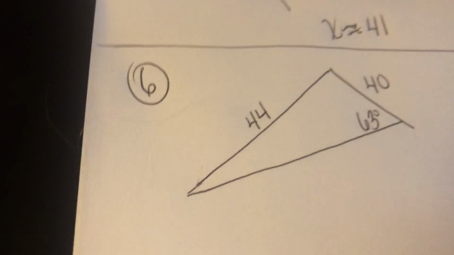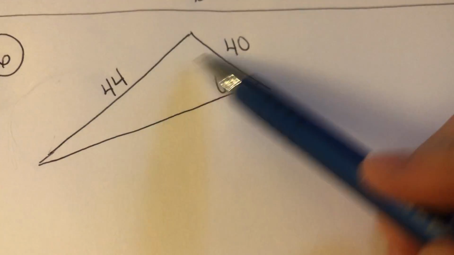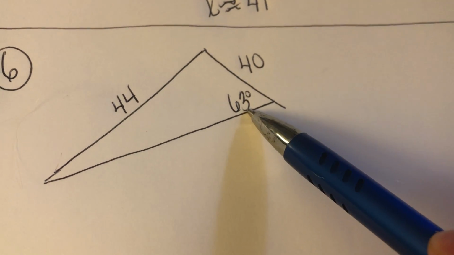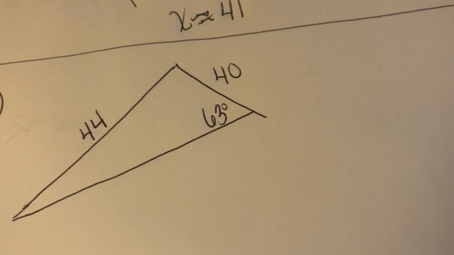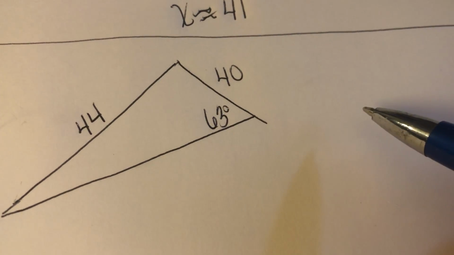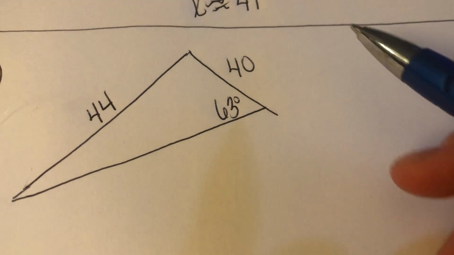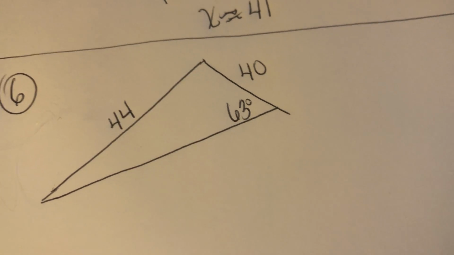Okay, so for number 6, I wanted to solve this triangle, right? So I can't just do subtraction here because I only have one angle, right? So I've got some work to do. What should we find first? How about we find one of the legs?